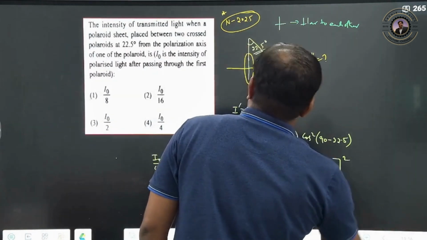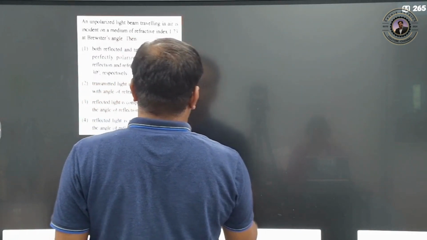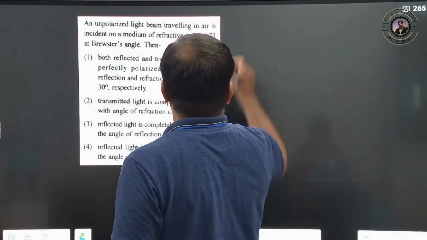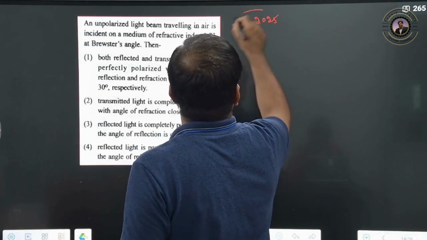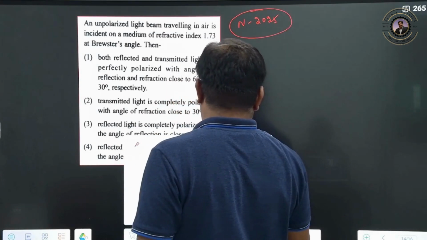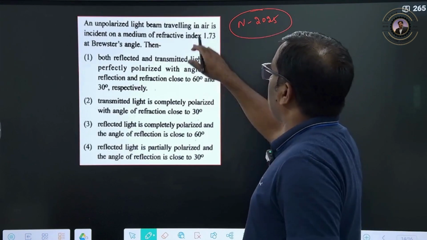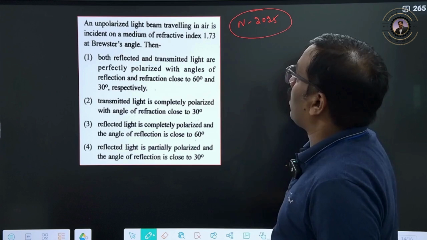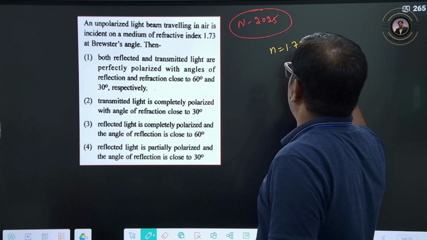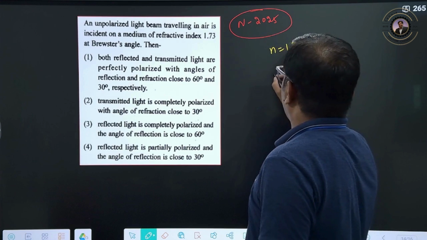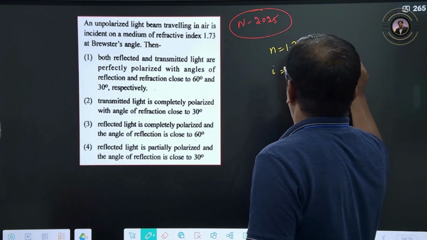Right students, I will go for one more question. This is also one of your NEET 2025 questions. An unpolarized light beam traveling in air is incident on a medium of refractive index 1.73, that is nothing but root 3. Clear? So therefore here the angle of polarization can be written as tan of root 3.